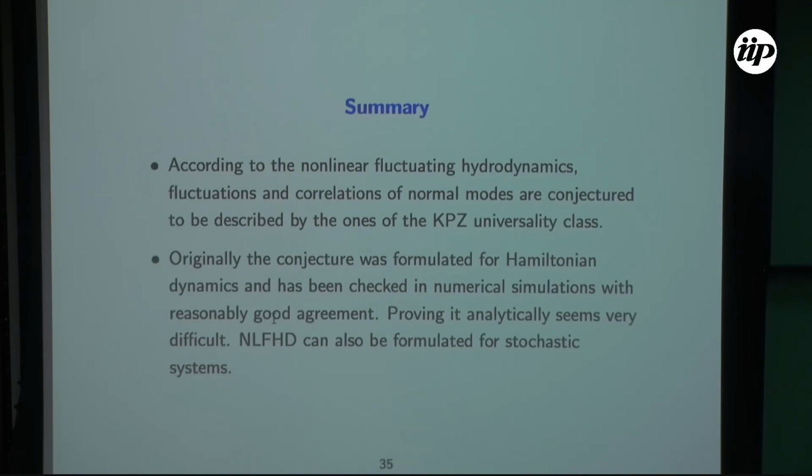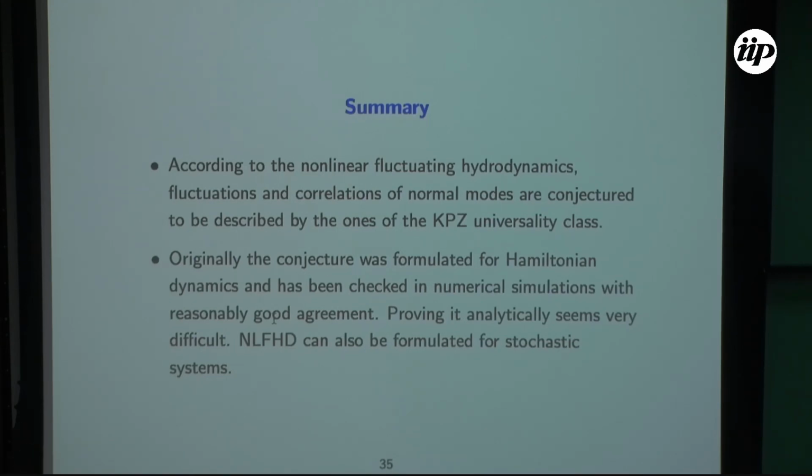Right, so I should stop here. To summarize, first there is nonlinear fluctuating hydrodynamics, which gives a very interesting conjecture about multi-component systems, including Hamiltonian ones, and this is related to KPZ. The original conjecture was for Hamiltonian systems, but proving it seems very difficult. I think this is still very important, but it's still very difficult at this point.